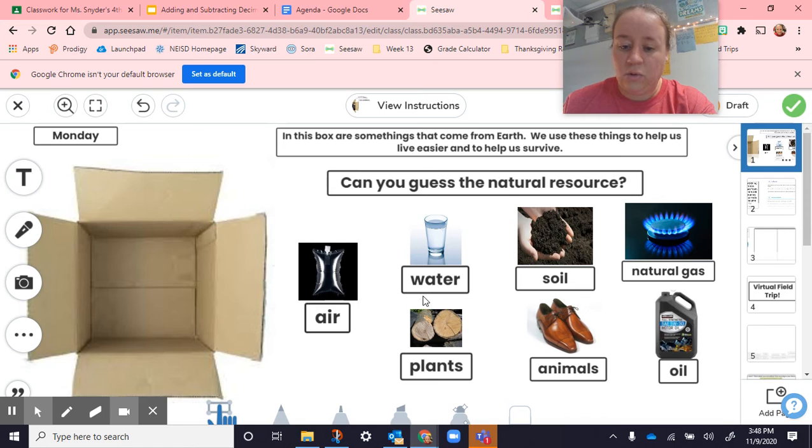So air, water, plant, soil. The shoes are made of leather. And so this leather comes from animals, oil, natural gas. All of these things come from Earth, and we use them in our daily lives, either like water, air, things to help us survive, plants we eat, or to make things in life easier. Okay, so we talked about that.